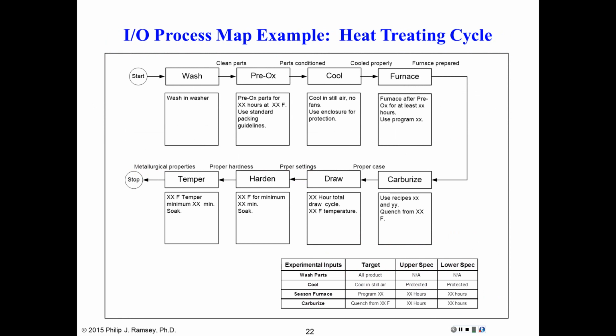And this is just an example, an industrial example of an input-output process map. This happens to deal with heat treating steel. What they're actually doing here is heating up the steel, subjecting it to a carbon-rich environment. The carbon then diffuses into the surface of the steel and makes it harder. So you end up with a very hard surface, but the interior of the steel still has good mechanical properties such as fracture toughness and so forth.